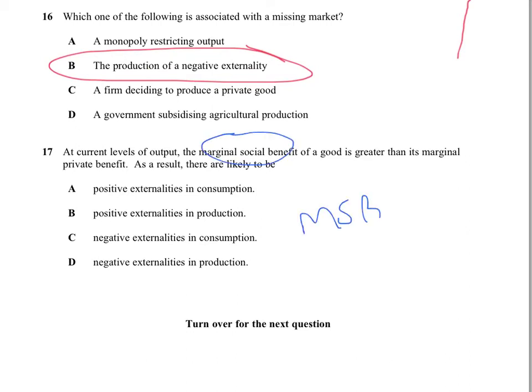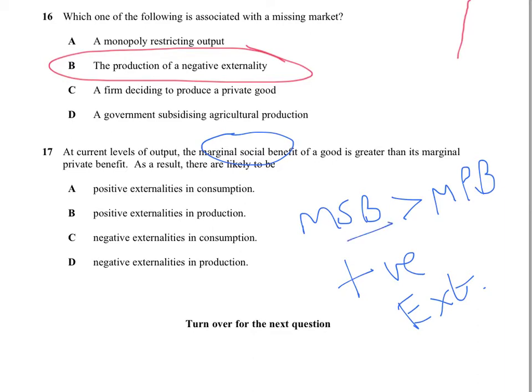MSB is greater than MPB. This means you must have positive externalities. So when consumers start buying this product, they are going to benefit because the social benefits are more than the private benefits. So when consumers purchase in consumption, we have positive externalities.